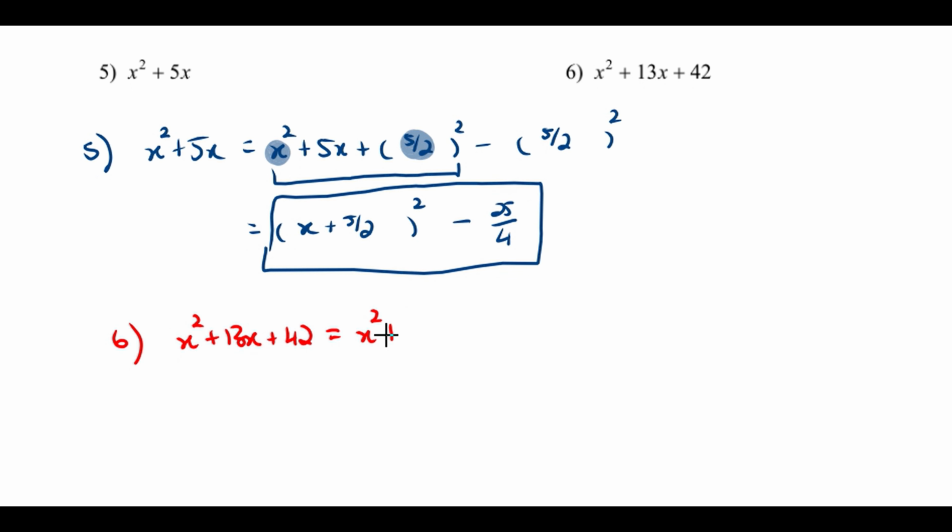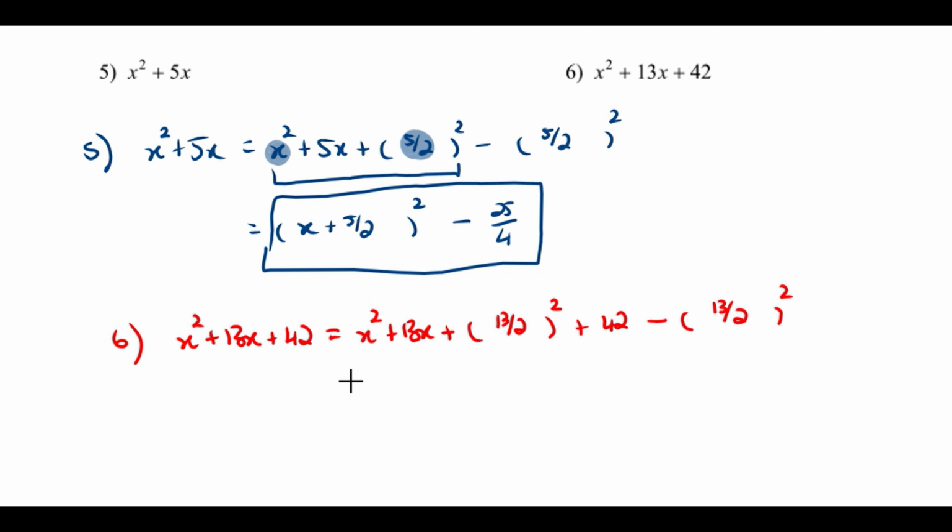So x squared plus 13x, write down the first two terms. Add a bracket squared, then you add 42, then subtract the bracket squared. What goes into the bracket is half the coefficient of x. Half of 13 is 13 over 2. And notice in all of these we do not use decimals. We are no longer using decimals whatsoever.